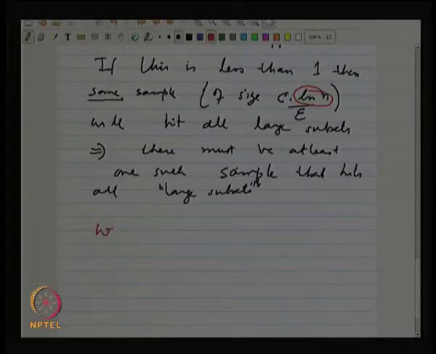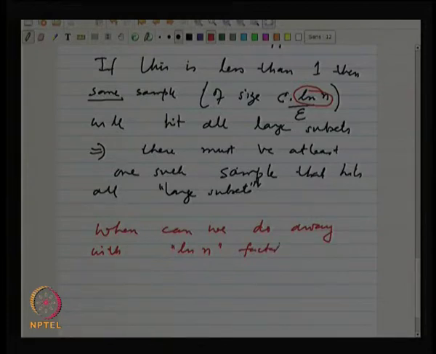And that is what led to much of the development that we are going to talk about. So when can we essentially do away with the log n factor? Or in other words, when can I have a hitting set of size roughly of order 1 over epsilon?